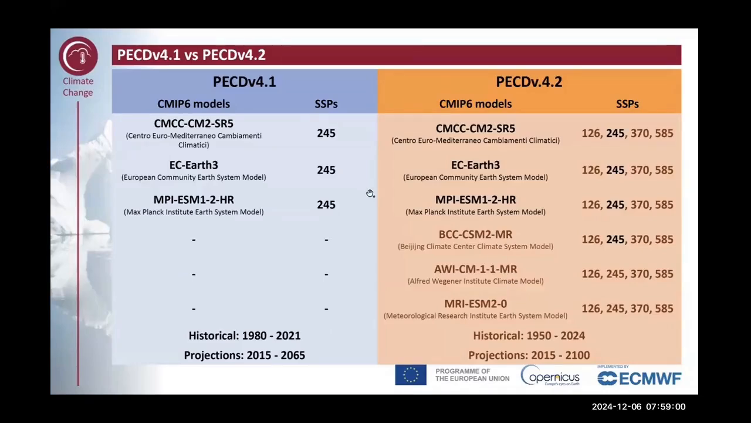Again, I won't go through the details, but you can see the names of the models here, as well as the specific SSPs. The scenarios range from SSP1-2.6, which is the lowest emission scenario, so high mitigation, up to SSP5-8.5, which is a pretty high emission scenario. The historical period covers 1950 to 2024 and will be updated regularly, and the projections cover the period 2015 to 2100.